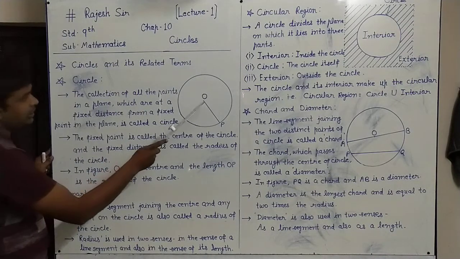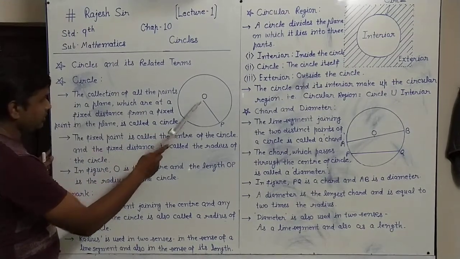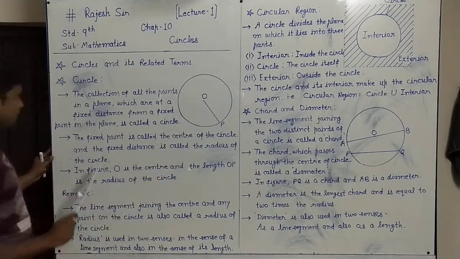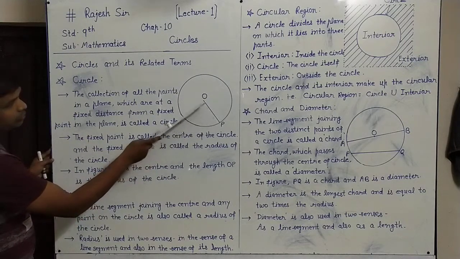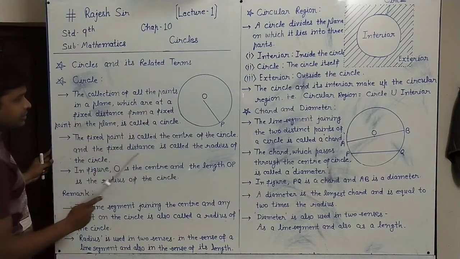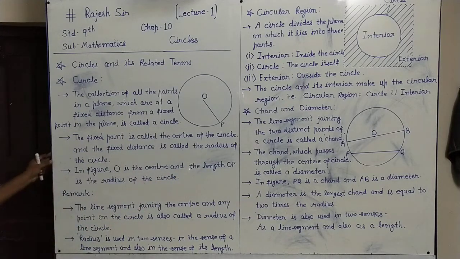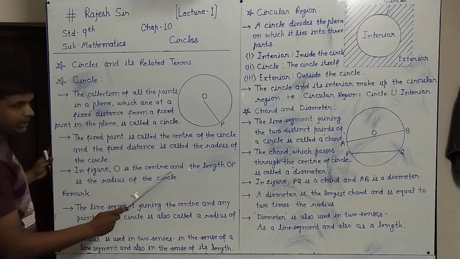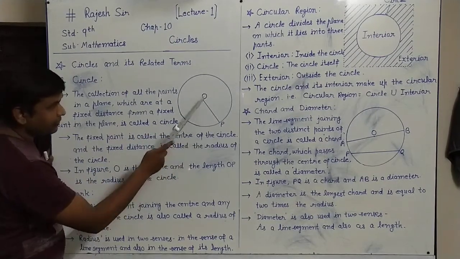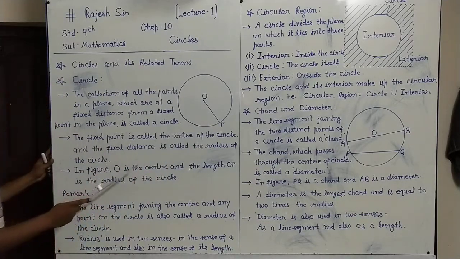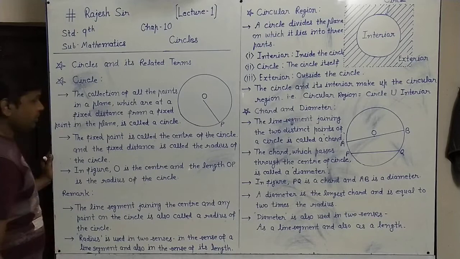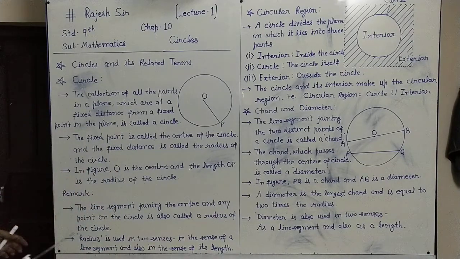The fixed point that we have shown here is called the center. This fixed point is called the center of the circle, and the fixed distance OP, which is maintained everywhere, is called the radius of the circle. In the figure, O is the fixed point, so it is the center, and the length OP is the fixed distance, so it is the radius of the circle. The fixed point is called the center and the fixed distance is called the radius. From the figure we can understand.